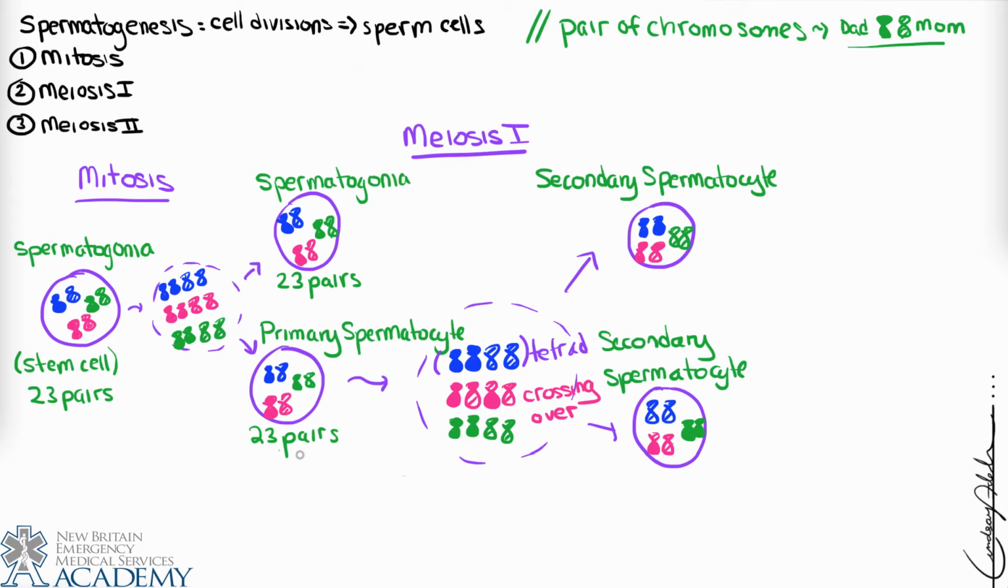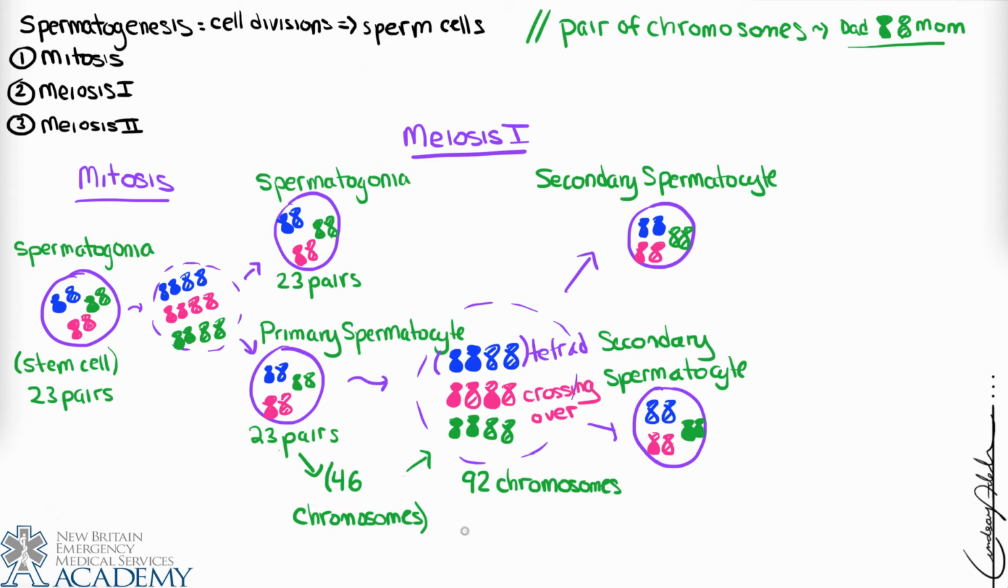Now, I just want to point out that if we didn't do it that way, if we had one dad and one mom in each, all we would have done is mitosis, and that's not what happened. Further, just for a little bit of housekeeping in terms of the numbers, when we had our primary spermatocyte, we had 46 chromosomes, 23 pairs.